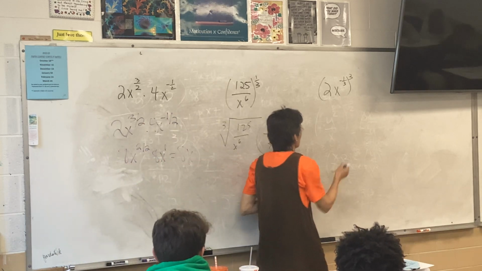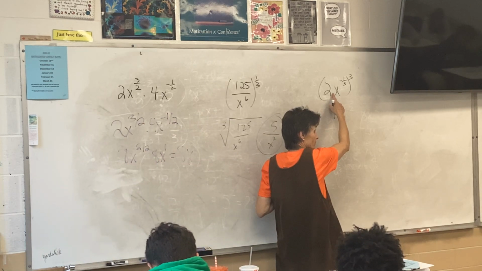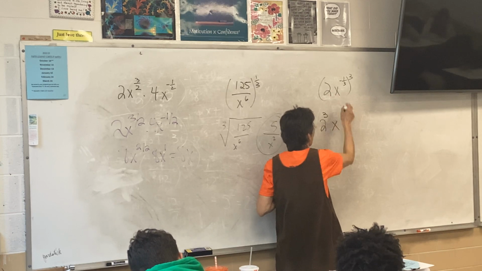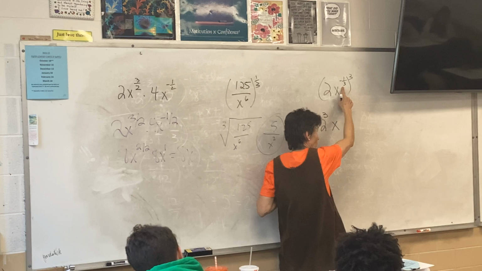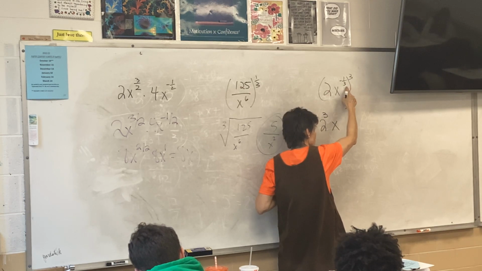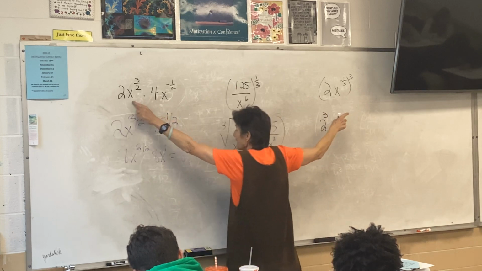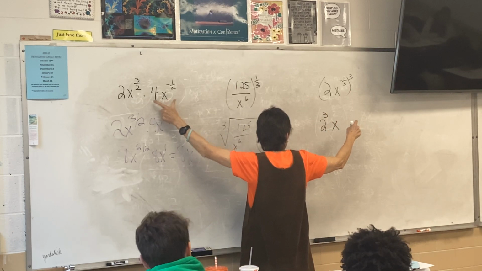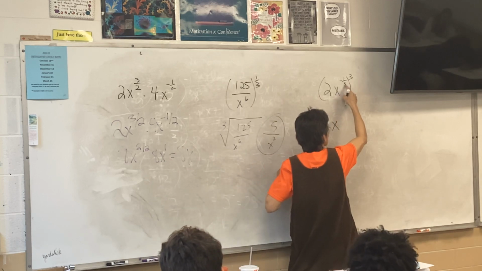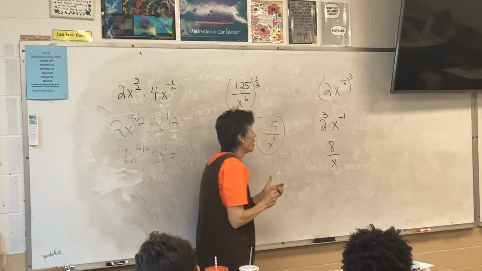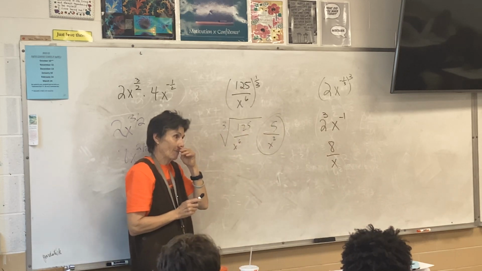This one, this is a multiplication. So you are gonna take 2 to the 3rd and x to the negative 1/3 to the 3rd. Now, this is not an addition situation. X times x is an addition of exponents. What do I do with these exponents? Multiply. So your answer is 8 over x.